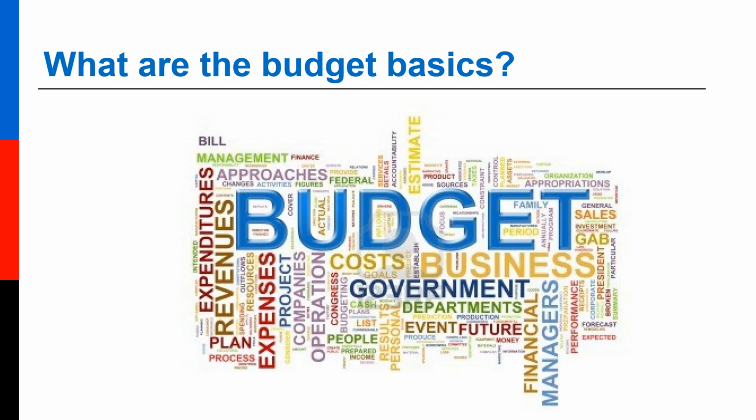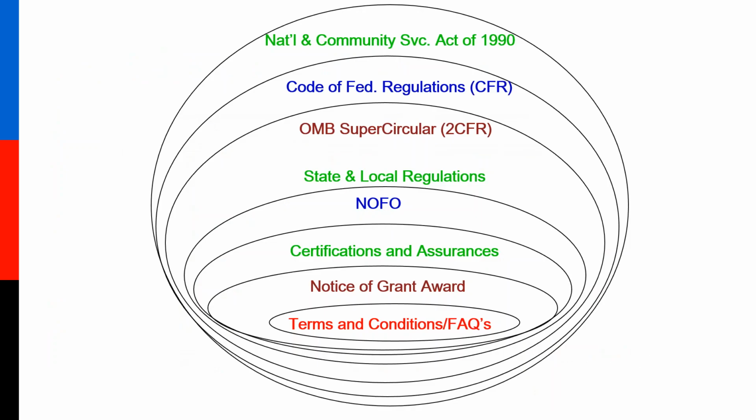Now, we also need to review some budget basics in relation to federal funding and specifically AmeriCorps. We discussed this diagram in our very first webinar a couple months ago, Understanding the Rules and Regulations. Each layer of this diagram represents the different layers of rules and regulations that govern your AmeriCorps funds and must be followed in order to stay compliant. One of the most important layers when it comes to your budget is the Office of Management and Budget, or OMB, cost principles, which are encompassed in the OMB Super Circular, which is now located in the Code of Federal Regulations in 2 CFR.